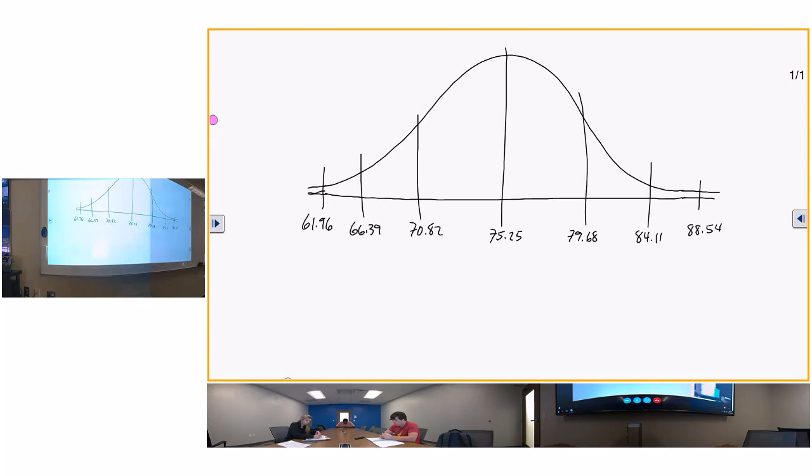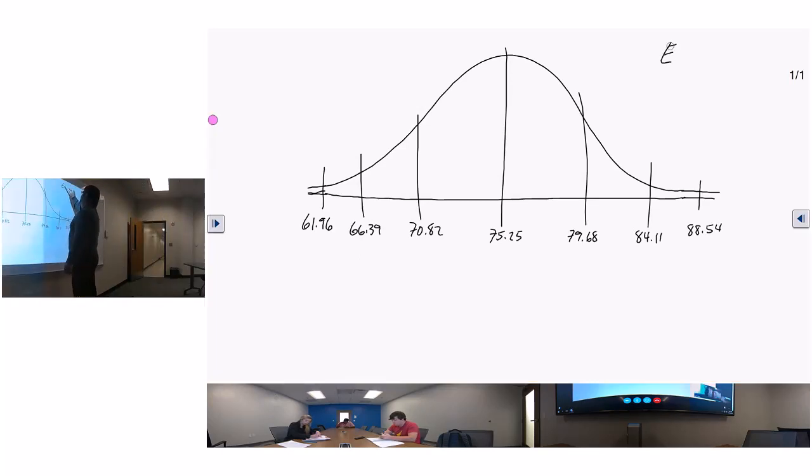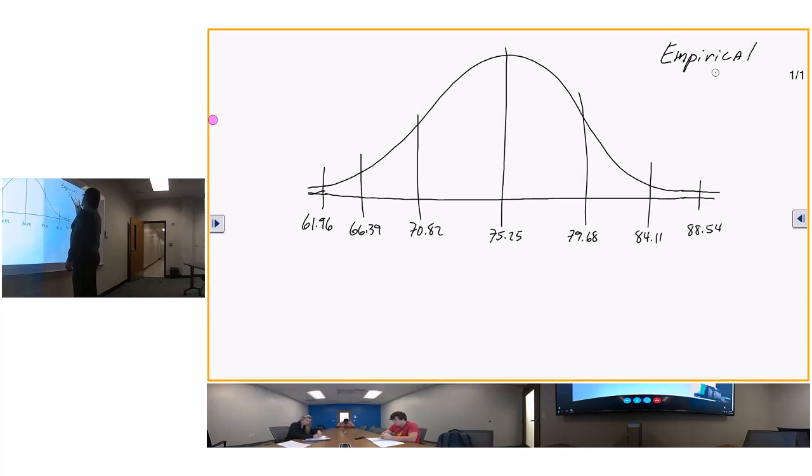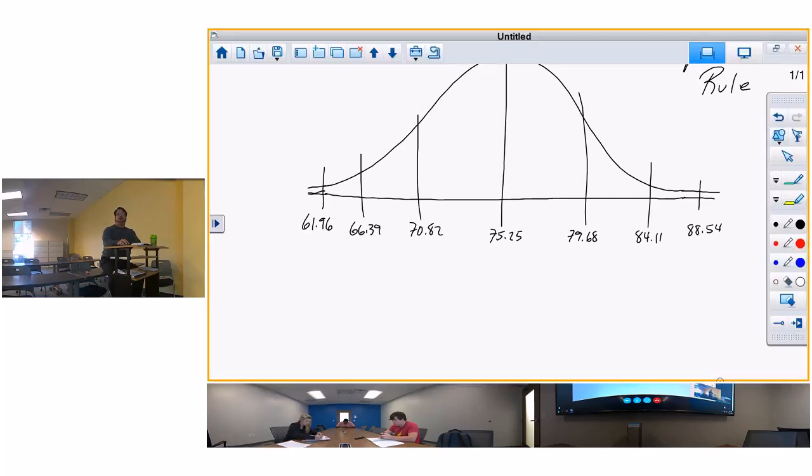Now, I don't know if it's in your book. If you have a book with an index, look up the word empirical rule. I'm going to pull it up for you and let you look at it, because I know some of you don't have a book, and that's fine. Then I'm going to put it on the board. I don't want you to think I just made it up.